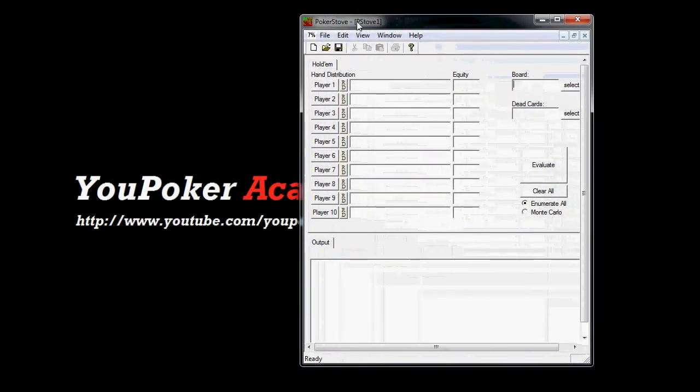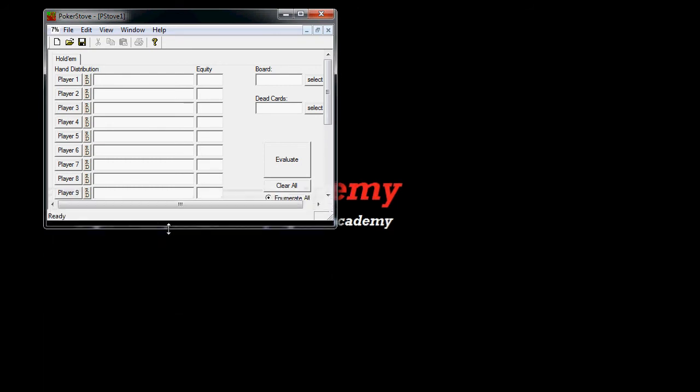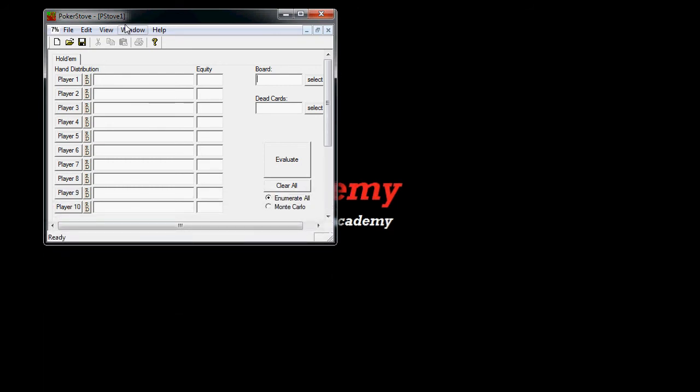We can use a tool called Poker Stove. There's an entire lesson on using Poker Stove to calculate your equity. But in this case, we're just going to use it to count our outs.